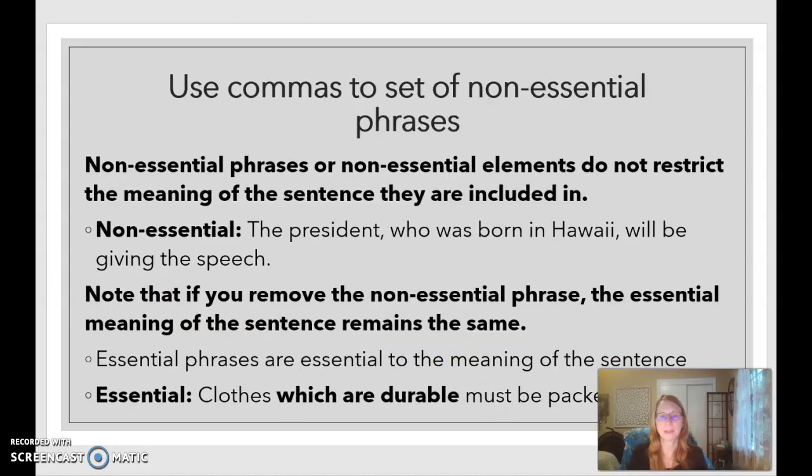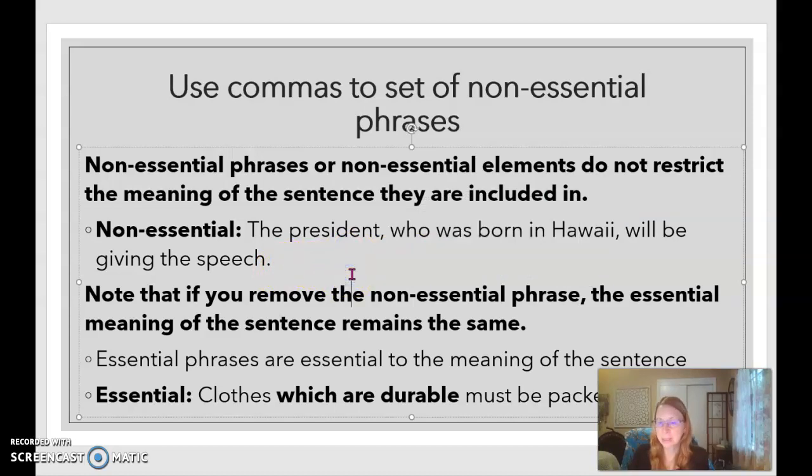Next we have commas to set off non-essential phrases. So non-essential phrases or elements, these are groups of words that do not restrict the meaning of the sentence they're included in. So here's an example of a non-essential phrase in a sentence. The president, who was born in Hawaii, will be giving the speech.